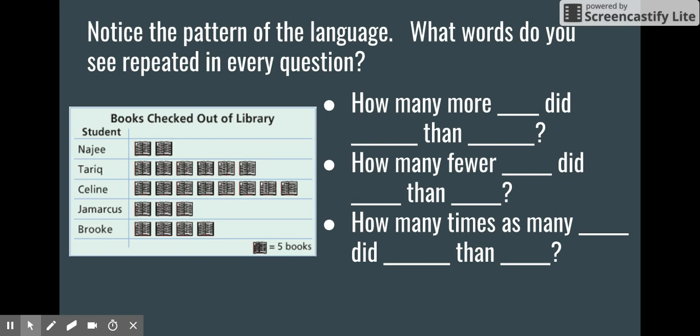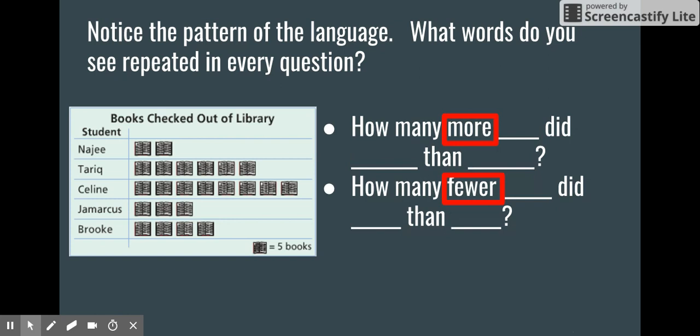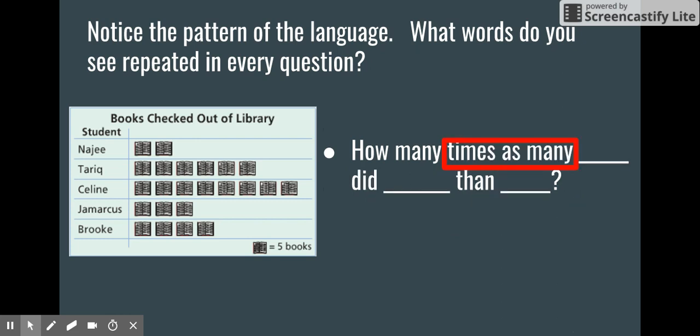You should see the keywords in each question that you would see in comparison problems. So this is an addition comparison problem. So you'll see the keywords more or fewer. This is a multiplication comparison problem. So you see times as many or times as much.